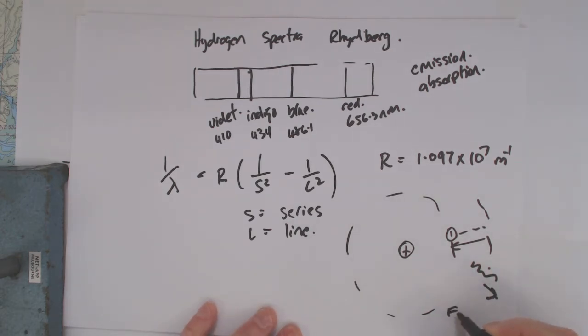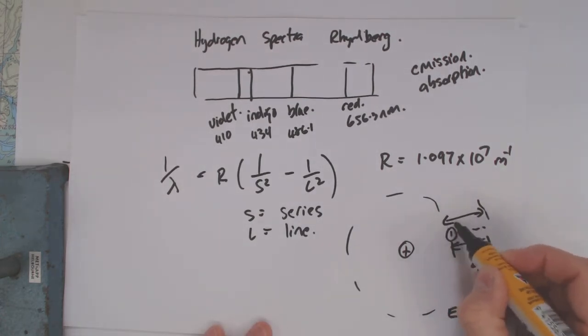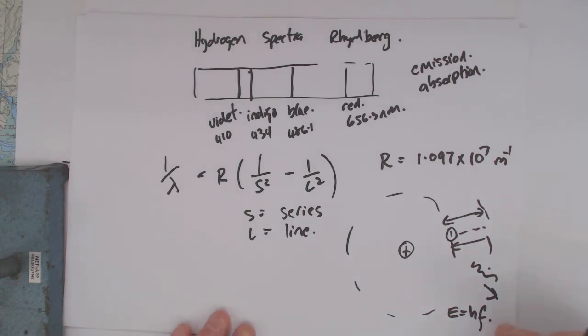And we're going to learn that the formula that gives us that is E equals hf. So that energy difference between there and there, if we divide it by Planck's constant, we get the frequency of the photon, which of course is going to give us the wavelength.